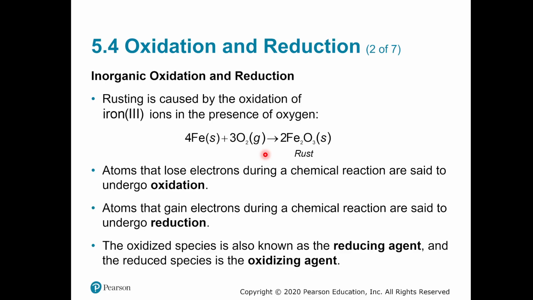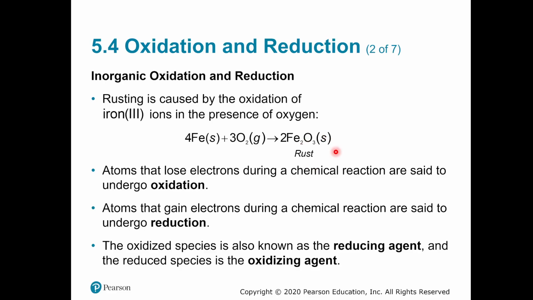rusting. Okay? We have iron metal, and this could be in steel or iron. They both have iron metal in them. And what's going to happen is we'll have the iron metal, which does not have a charge. Oxygen in the atmosphere is going to take electrons from that iron metal, making it into the form of iron 3+, mostly. This is going to give us rust, which is this iron oxide here. Is that making sense?